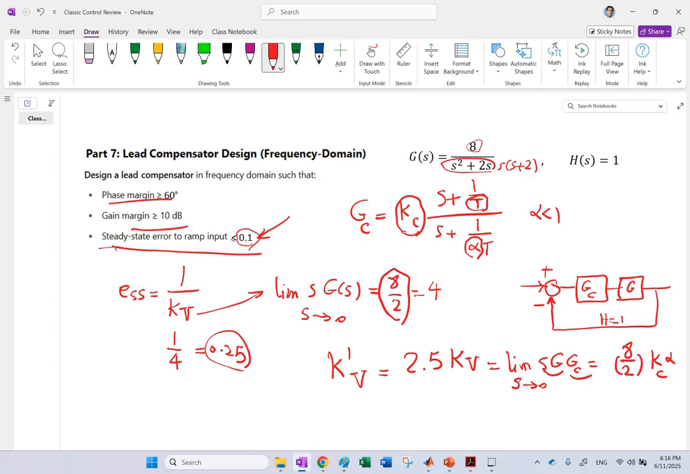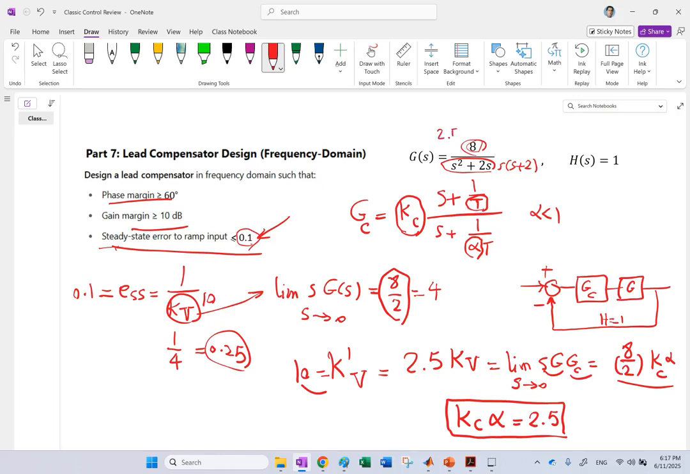And how much should that be? Because this guy is 0.1, so this one should be 10. So this new guy should be 10, and 10 is 4 times Kc alpha, so Kc times alpha should be 2.5. The product of these two gains, Kc and alpha, should be what? 2.5. Okay, so if I multiply this system by a 2.5, which comes from Kc and alpha of the compensator, that is going to have this error condition satisfied.